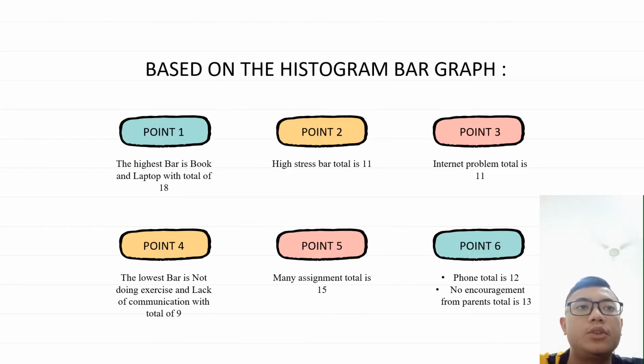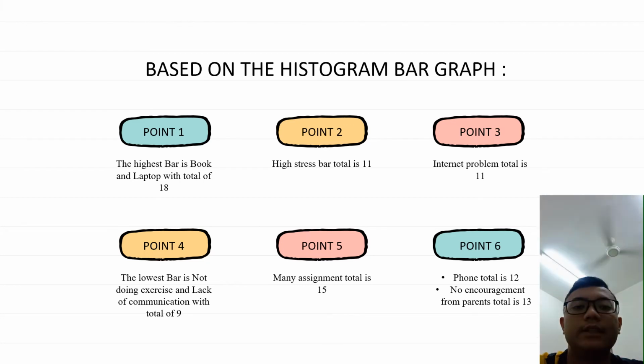Based on the histogram bar graph, first we have identified the highest bar is book and laptop with a total of 18. Next is the high stress bar, total is 11. Next, internet problem, total is 11. The lowest bar is not doing exercise and lack of communication with a total of 9. Next, many assignments, total is 15. And the last ones are phone, total is 12, and no encouragement from parents, total is 13.